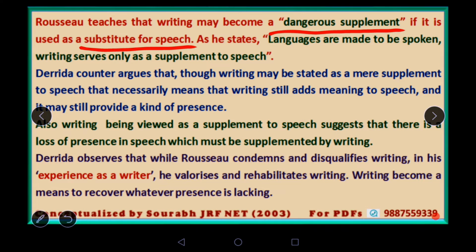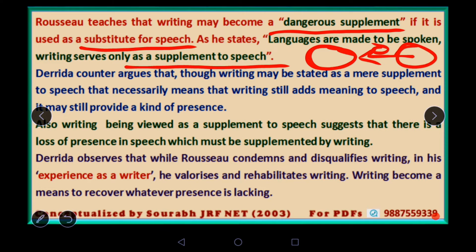He states, languages are made to be spoken. Writing serves only as a supplement to the speech. So according to Rousseau, speech is complete in itself and writing is a mere supplement to it. A satellite to this particular earth or a planet to this particular sun. वो केवल इसके चारों तरफ है.